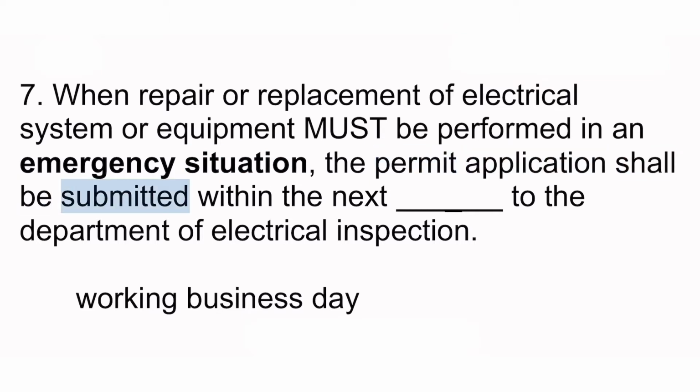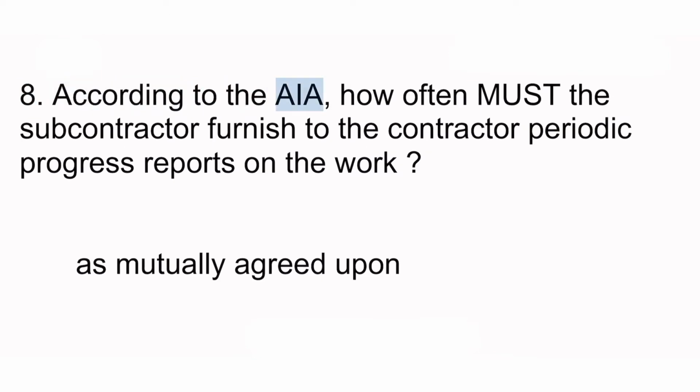7. When repair or replacement of electrical system or equipment must be performed in an emergency situation, the permit application shall be submitted within the next _ to the Department of Electrical Inspection. Working business day. 8. According to the AIA, how often must the subcontractor furnish to the contractor periodic progress reports on the work? As mutually agreed upon.